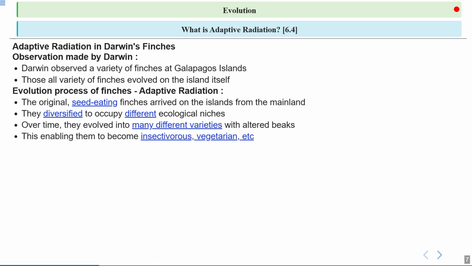Now, these altered beaks enabled these finches to become insectivorous and vegetarian. Initially, the original Darwin finch was seed eating. Now, due to adaptation in the beak, what happened? Now they became insectivorous and some became vegetarian as well.